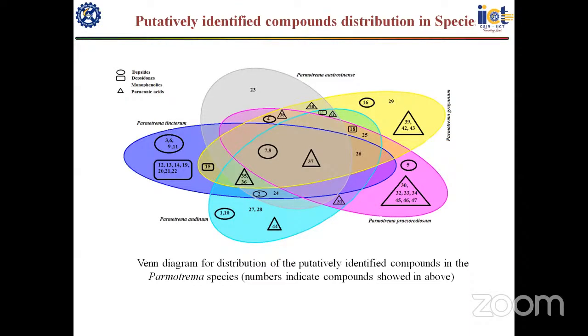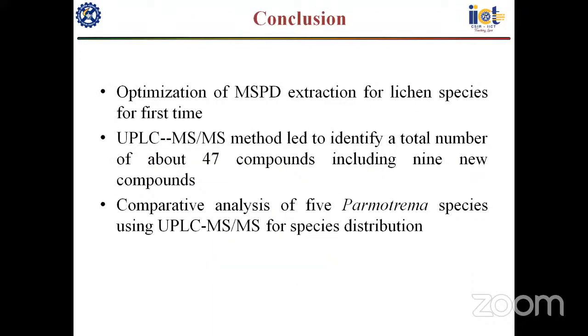So a few compounds are distributed in all the species, and some of the compounds are restricted to only a few species. So the conclusion of this work: optimization of the MSPD extraction of lichen for the first time, and developed a UPLC MSMS method, which helped us to identify 47 compounds, including 9 new compounds, and the comparative analysis of Parmotrema species by using this species distribution has also been done by using this UPLC MSMS.